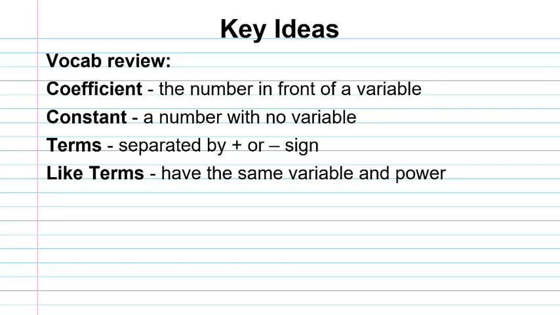So the very first thing, some key ideas. We need some vocabulary for this one. A coefficient is the number in front of a variable. A constant is the number without a variable. And then terms, they are separated by plus or minus signs. And then like terms, they are the same variable with the same power, or just constants without a variable.